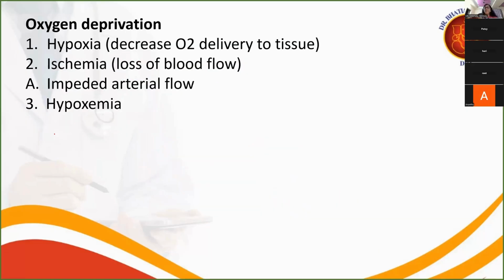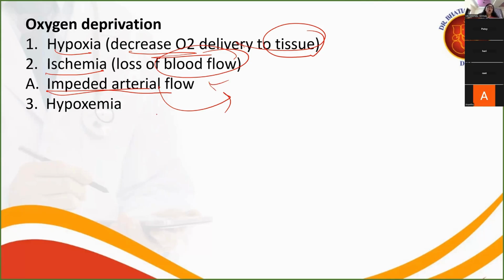So now we have a few terms, very subtle terms, very, very minor differences, but you have to know them. Hypoxia is tissue hypoxia, when the tissue is deprived of oxygen. Ischemia is when the tissue is deprived of blood flow, impeded blood flow. And if there is low oxygen in the blood, it is hypoxemia.